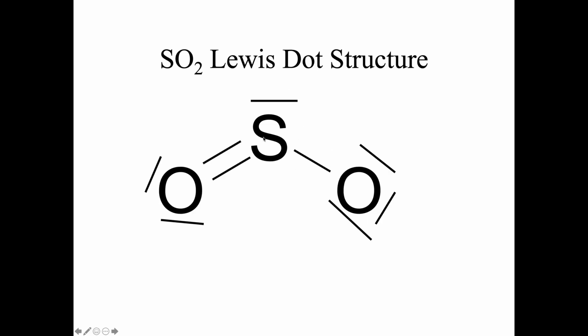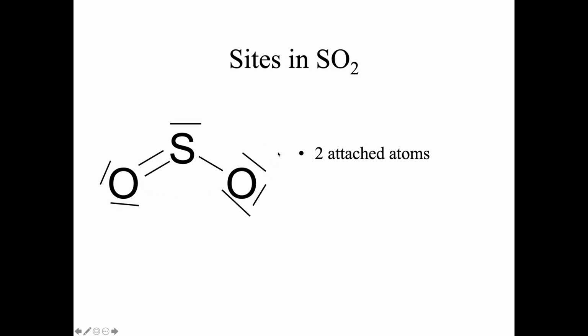So we're going to look at the sulfur in sulfur dioxide, just the sulfur. We're not going to talk about the shapes around the oxygen here. We're going to just do the sulfur. All right, so the sulfur has 1, 2 attached atoms. The sulfur also has 1 unshared pair. That means you have a total of 3 sites.